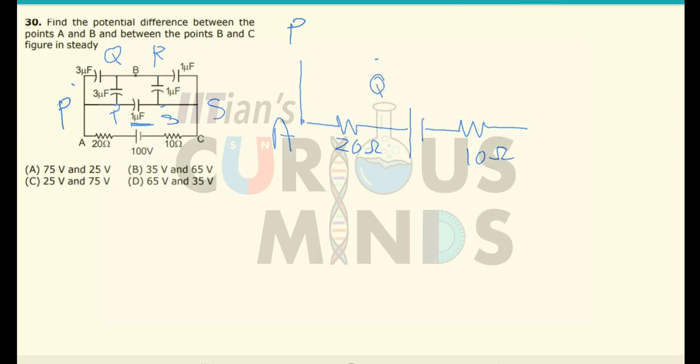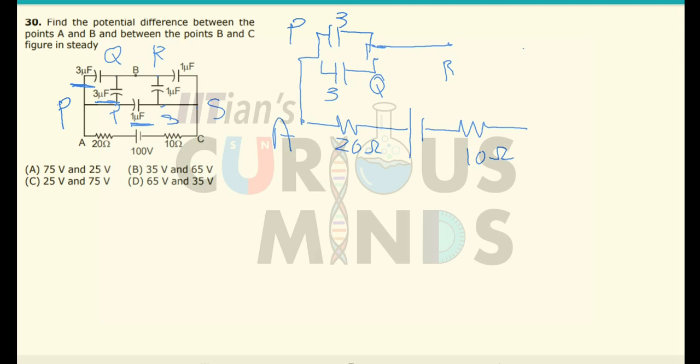There is one capacitor of 3 microfarad and there is another capacitor of 3 microfarad. So basically both of them are connected in parallel. This is 3 microfarad and over here there is 3 microfarad at the bottom. Now between point Q and R, let me draw a point R over here. Between point Q and R there is no capacitor, so basically it will be a straight line.